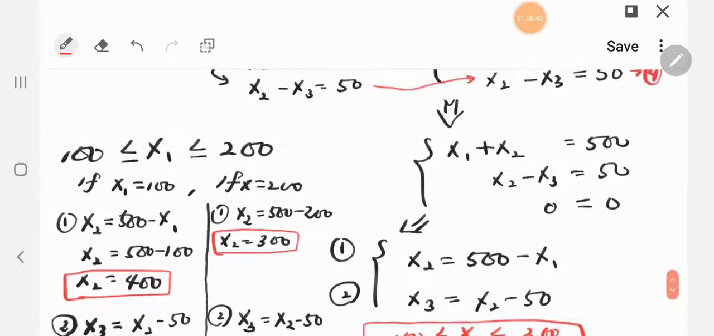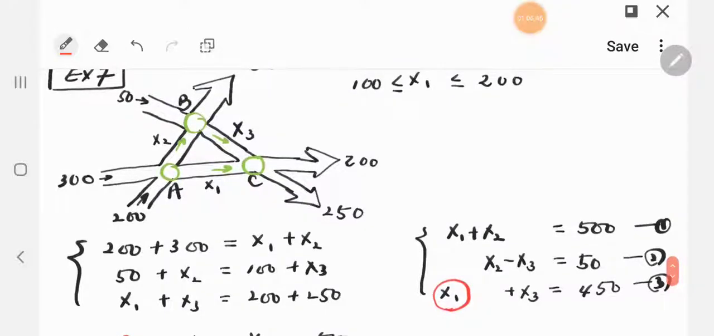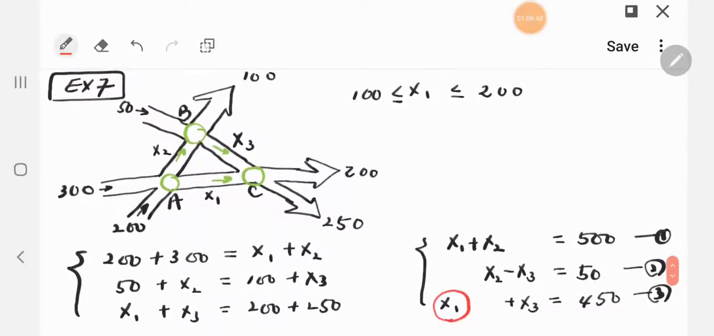A little bit complicated, but we can find the solution. We find the system of equations using each intersection A, B, C. So there will be 3 equations, and the number of inputs will be equal to the number of outputs. From these equations, we know that x1 is given. So based on the range for x1, you can find the range for x2 and x3.